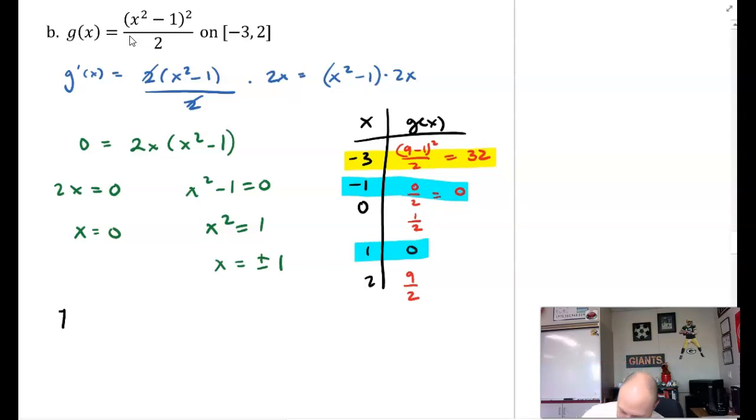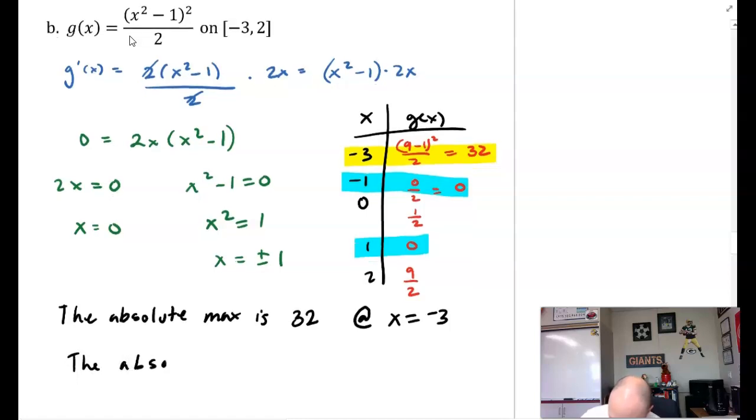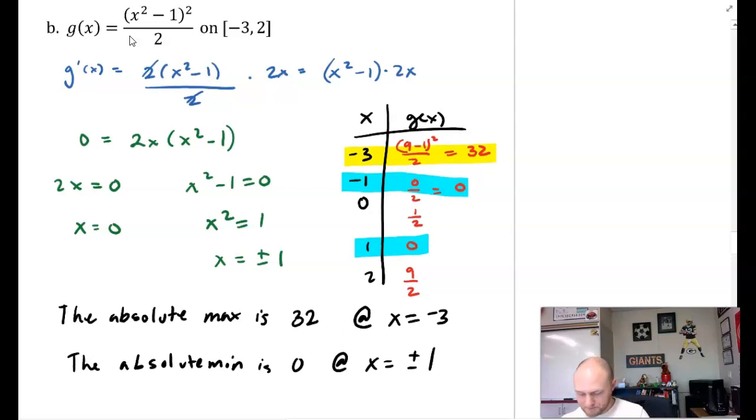So we can say the absolute max is 32 at x equals -3, and the absolute min is 0 at x equals plus and minus 1. All right. So there's B.